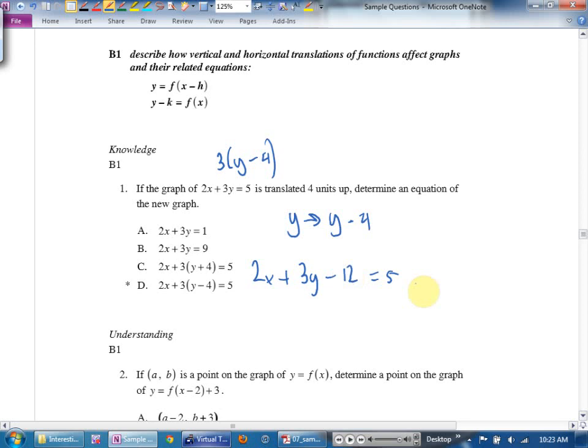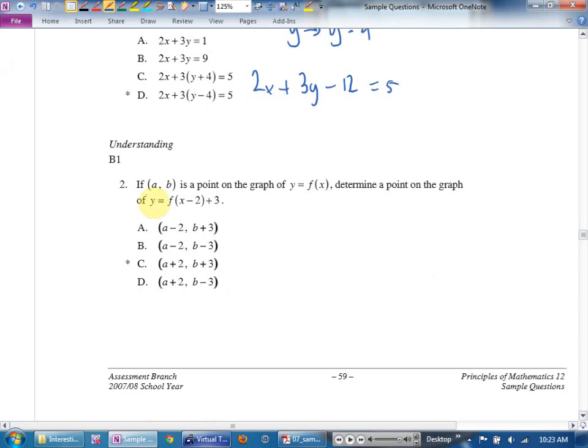X minus 2, how does that move your graph? 2 to the right, so a plus 2 is what you'd add 2 to your original point. And plus 3, 3 up. Done a few of those.